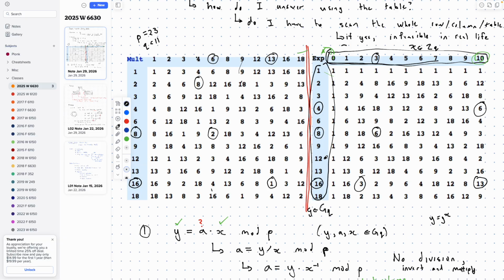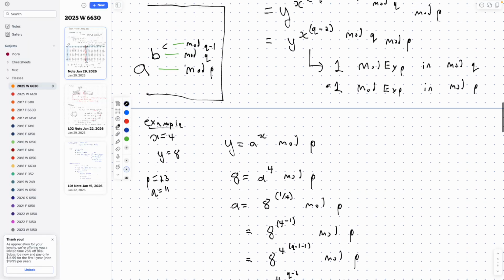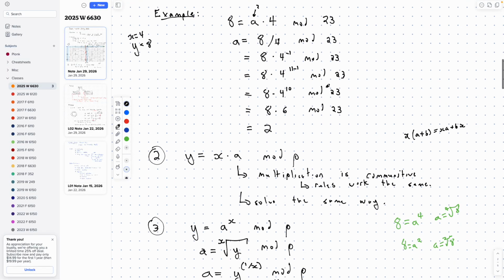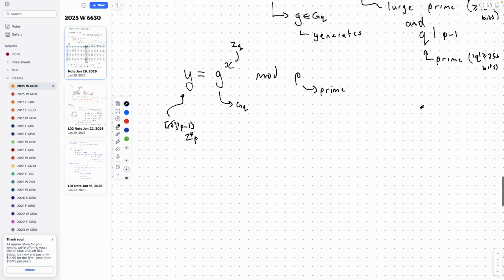Because GQ is closed under multiplication. If I take two things from GQ and multiply them together, I'm going to get something in GQ. Let me write that here. I said it somewhere, but maybe I didn't say it exactly.